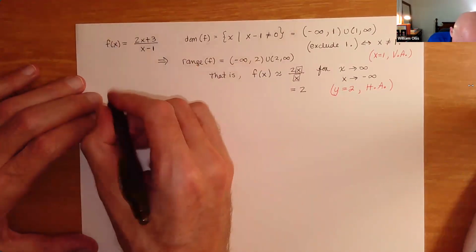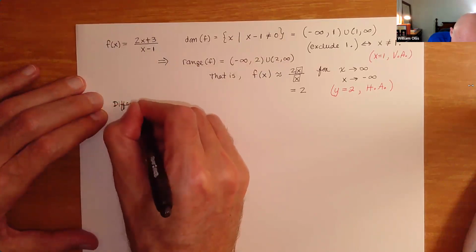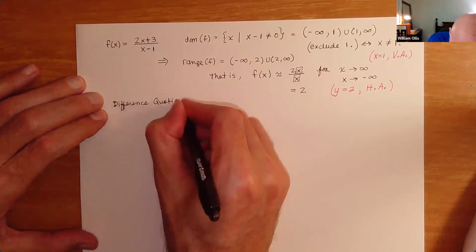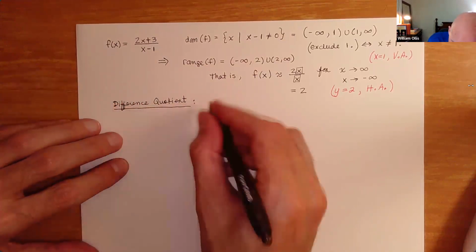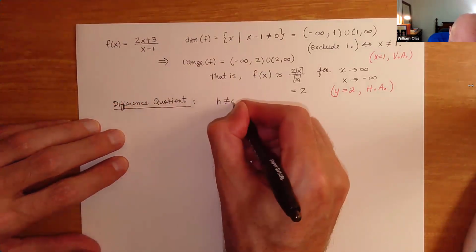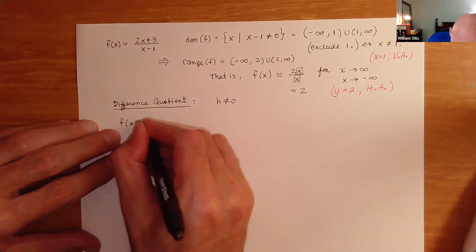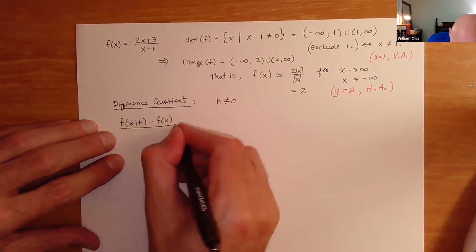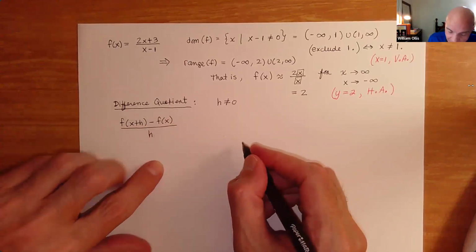What we can do is write the following. This is called the difference quotient, which is really the slope of the secant line. Difference quotient. In this particular case, we're just going to say h does not equal 0. So we're going to have f of x plus h minus f of x divided by h.